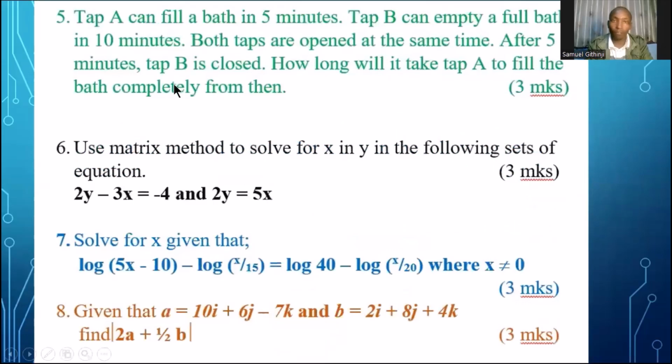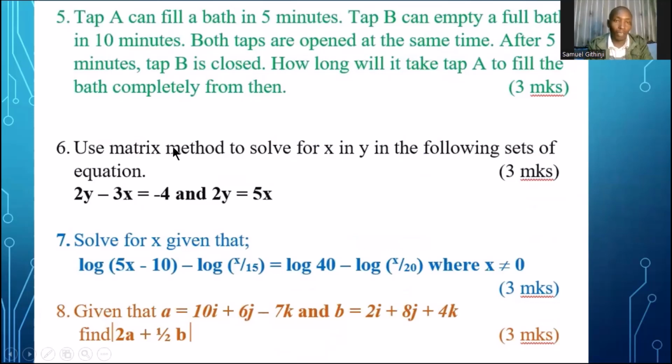Question number 5. A tap A can fill a bath in 5 minutes. Tap B can empty the same bath in 10 minutes. Then the 2 taps are opened at the same time. After 5 minutes, tap B is closed. Then how long will it take tap A to fill the bath completely?